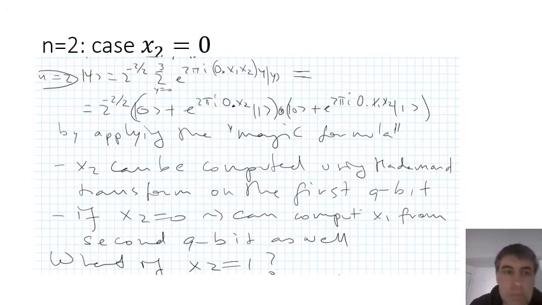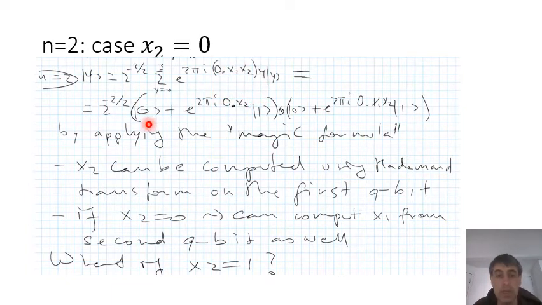Okay, now we move on to the case of 2 qubits. And as you can see now, this is complicated enough that we have to break it up into cases further. Well, before we do that, let's start by applying the magic formula to rewrite the sum over 4 basis states. Remember that we're dealing with 2 qubits, so y runs from 0 to 3, which is, say, state 00, 01, 10, 11.